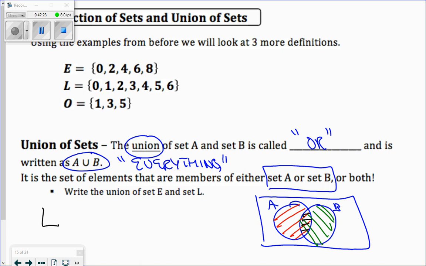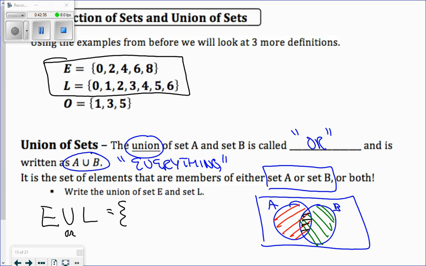So E or L. This means E or L. If we take E or L, we're going to take those two sets and smush them together. So we have 0, 1, 2, 3, 4, 5, 6, and 8. That's the or. So one or the other or both. Intersection means and, which means overlap. Or, union, means everything.